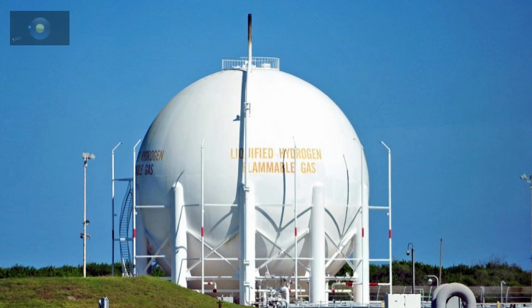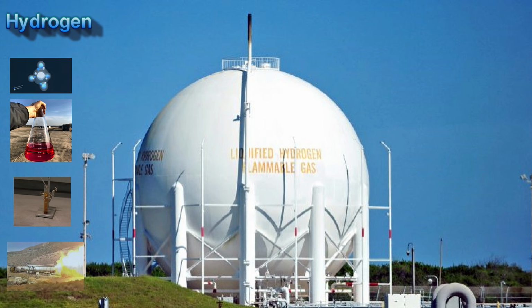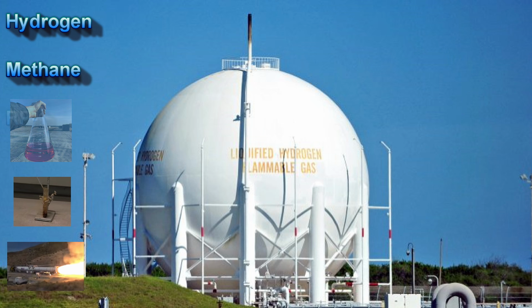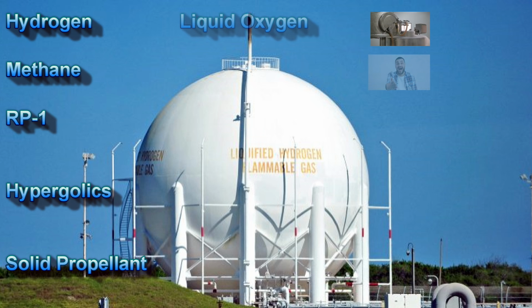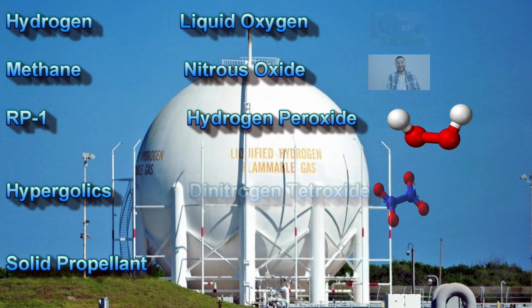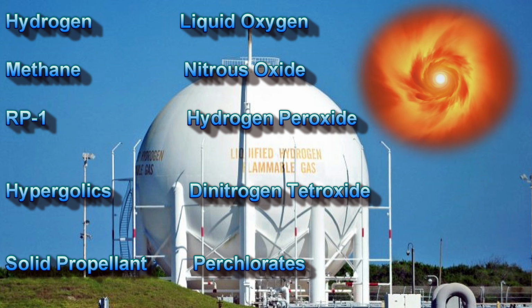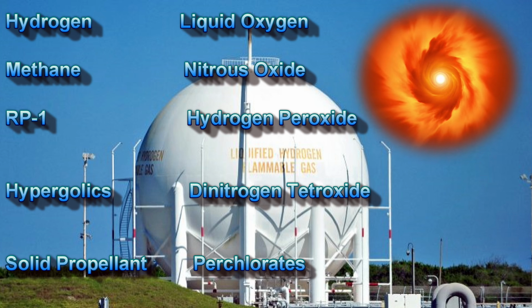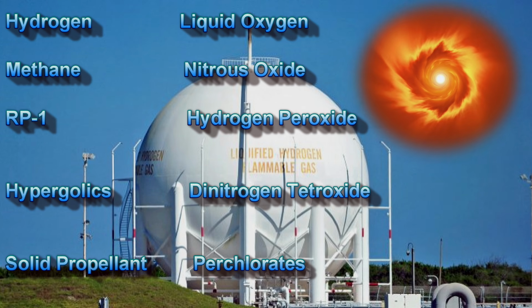Rocket fuels come in several different types. We're going to look at hydrogen, methane, RP1, hypergolics, and solid propellants. For oxidizers, we will consider liquid oxygen, nitrous oxide, hydrogen peroxide, dinitrogen tetroxide, and perchlorates. Combustion, as we use the term here, is the process of oxidizing a substance, thereby creating a chemical change that produces heat and light. Let's look first at solid rocket motors.